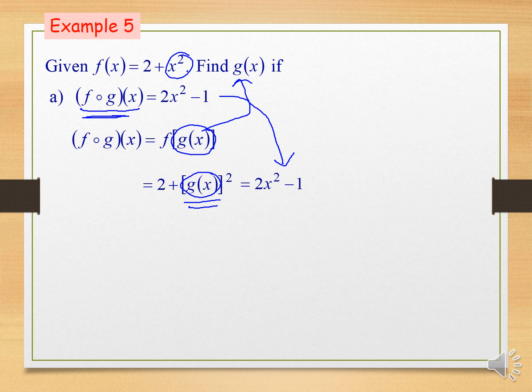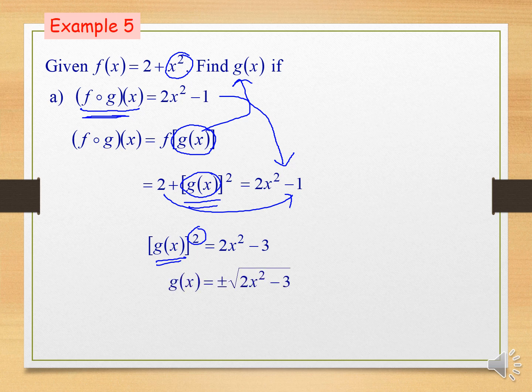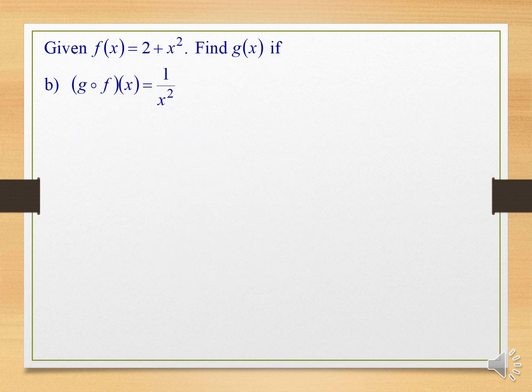Now, we want to let g(x) as the subject because this is what the question asks you to find. Therefore, we have g(x) squared equals x squared minus 1 minus 2, which is 2x squared minus 3. Now, just let g(x) as the subject without this square. Square root both sides. We have g(x) equals plus minus square root of 2x squared minus 3.